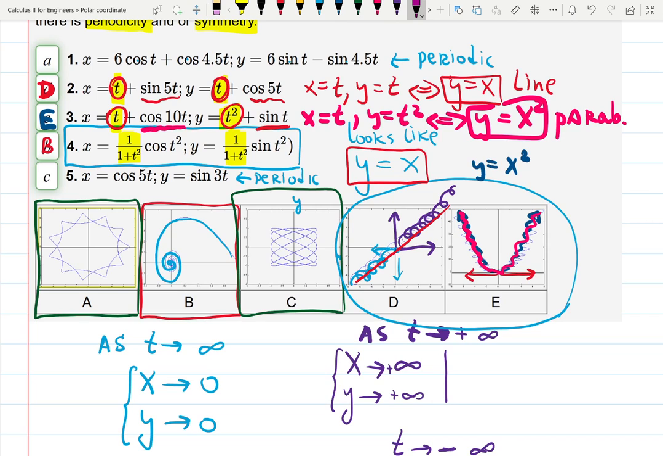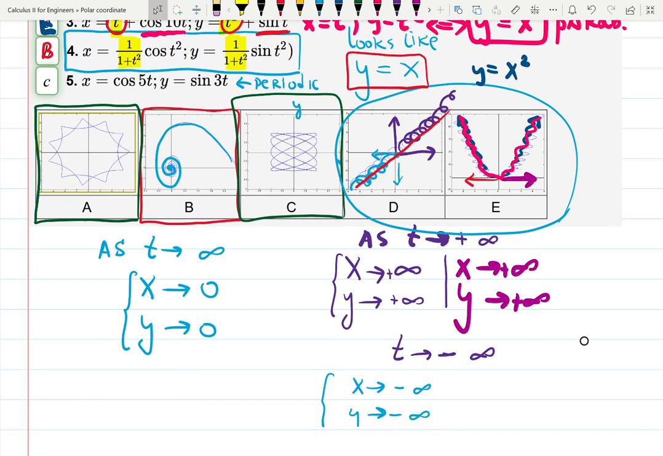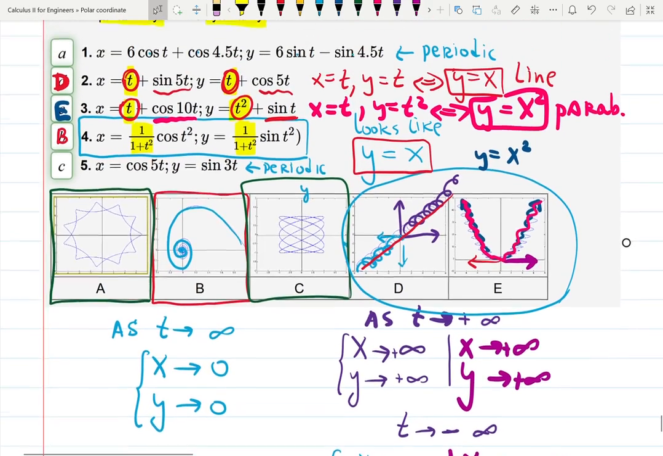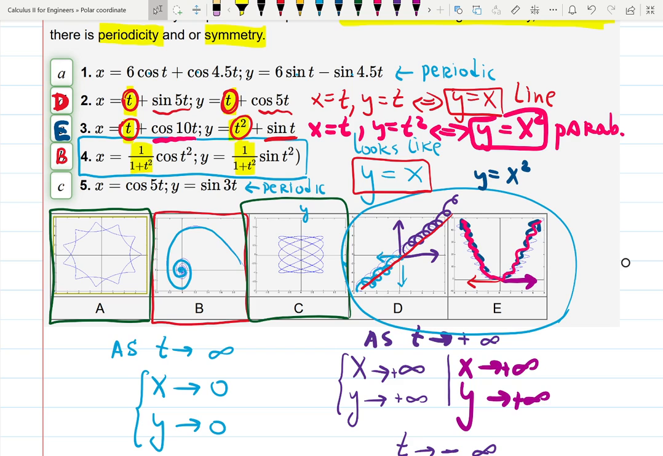What was different here? At plus infinity, x goes to plus infinity over here, and y goes to plus infinity up. So at plus infinity, we go to the right and up forever. But at minus infinity, in the second graph, x goes to minus infinity, to the left, as you can see. But y still goes to plus infinity, and that's how we identified the second graph, that it was E. The other two in green are the hardest ones.